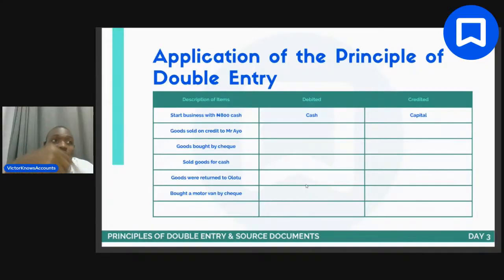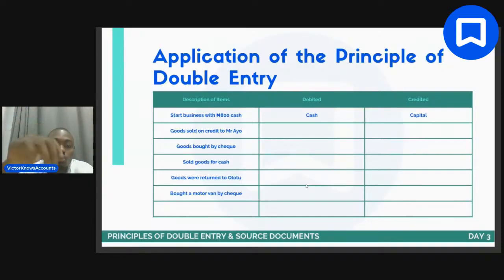But who is giving the cash? How did we get the cash? From sales. So it's actually sales that is giving the business cash. But cash is receiving. So you debit your cash account, and you credit sales. Debit cash, credit sales.